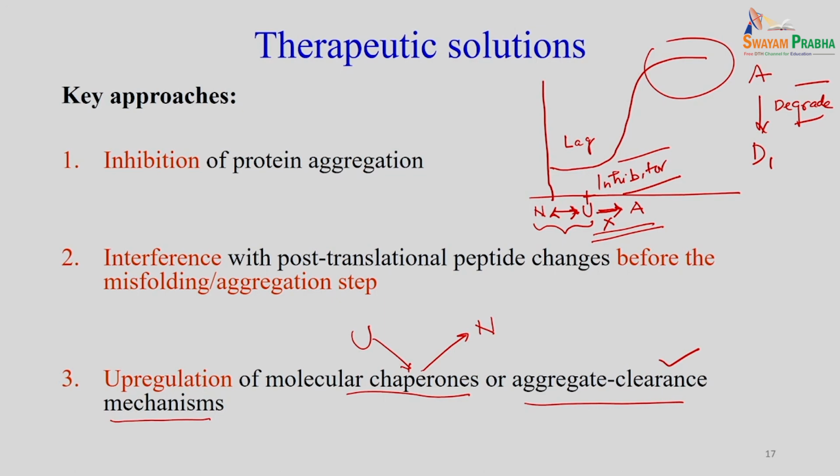So, different inhibitors, molecular chaperones and different ligands are also being explored to see their potential effects towards inhibiting the aggregation of a protein.